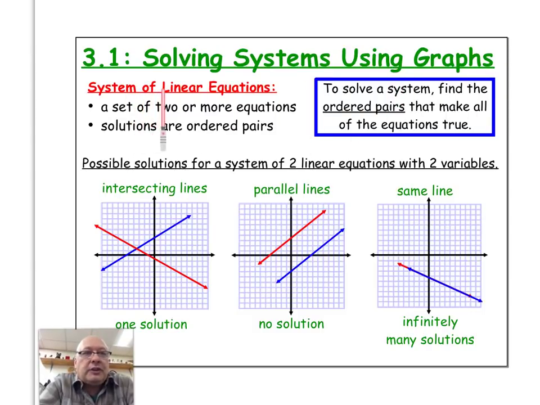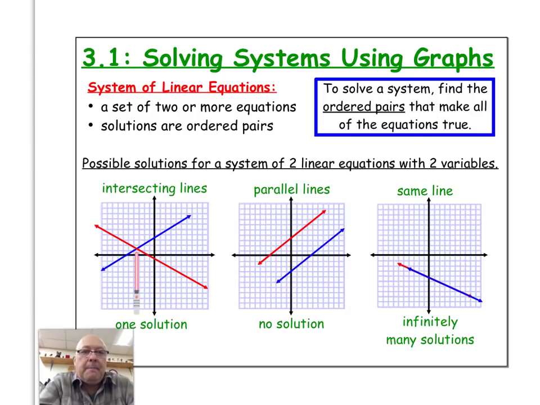A system of linear equations is a set of two or more equations. We're going to probably mainly focus on two equations, but you could certainly have three or four or as many as you'd like. Solutions are ordered pairs that work in both, or if there's more than two, all of the equations. Most of the time you'll be graphing, and you'll graph this blue line and this red line, and they will intersect at one point. That one point is the one solution to this system. And remember, a system is two or more lines.